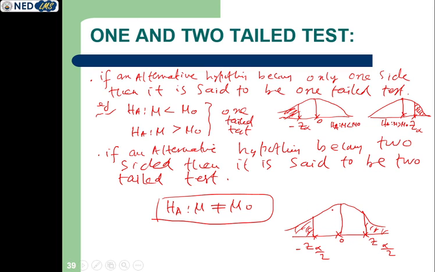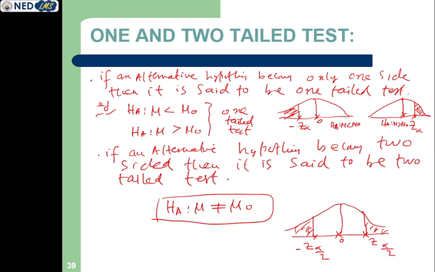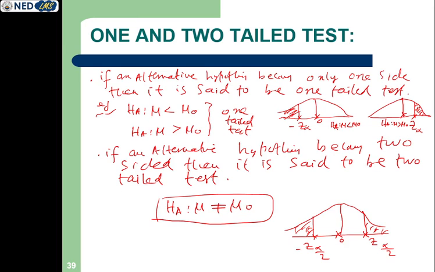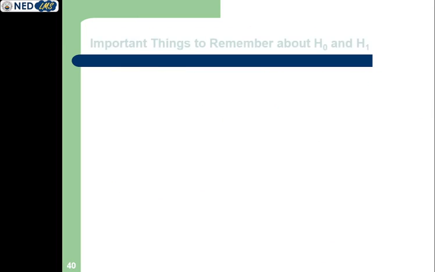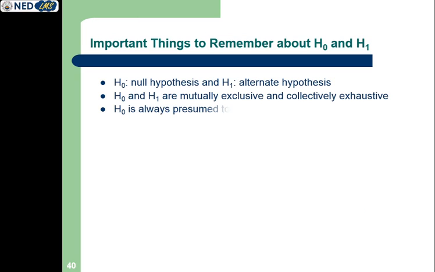So students, this is what we have: null hypothesis and alternative hypothesis, and one-tail test and two-tail test. One-tail and two-tail tests depend upon the alternative hypothesis, not the null hypothesis, because the null hypothesis is always defined in the form of equality. So these are some of the important points of H0 and H1.